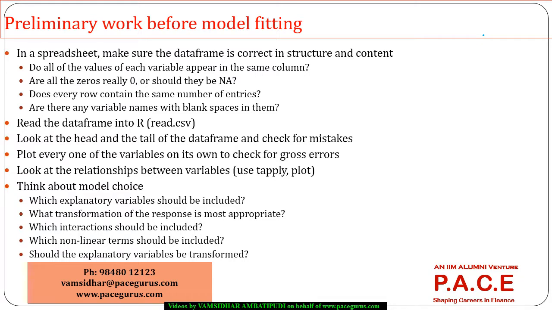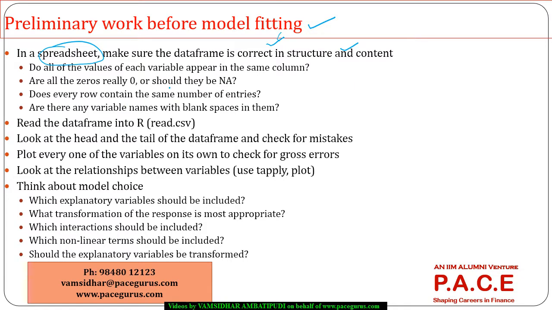So that's one thing that we have to keep in mind while doing the modeling. Now, once again we have a task of creating a robust statistical model. Before we go ahead in terms of fitting the model to a data, some of the preliminary checks that I have to do, right? Generally our data would be in the form of a spreadsheet, in an Excel sheet. Make sure that that particular spreadsheet, the data is correct both in terms of structure and content.